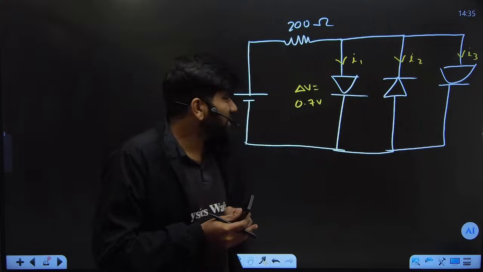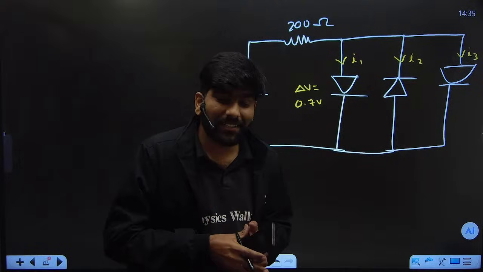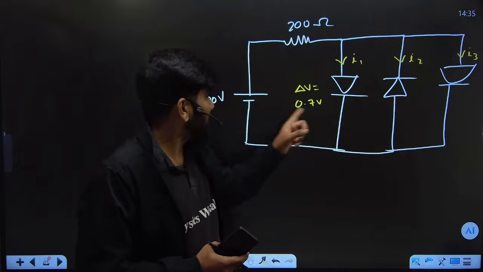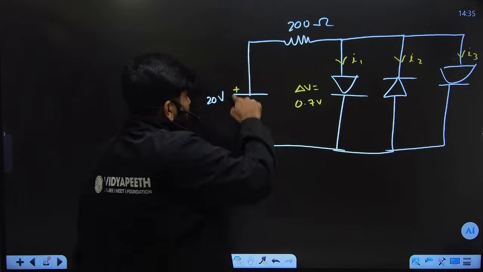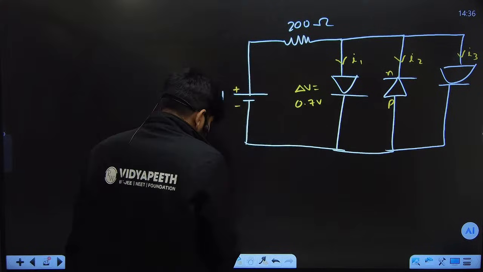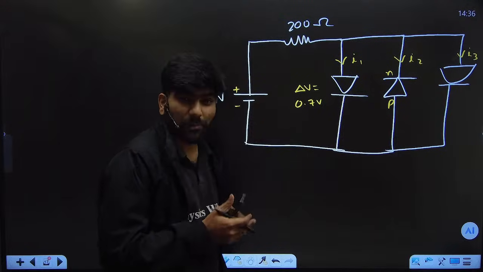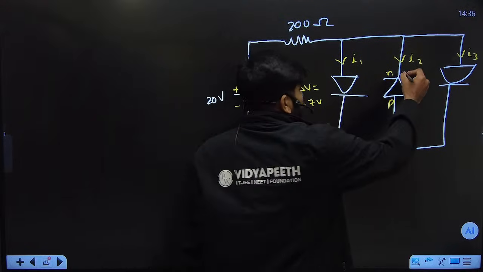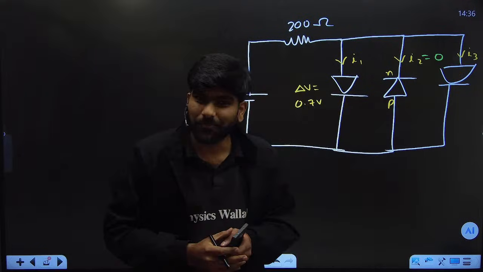Now if we check the diagram, we can clearly pinpoint that the second diode is connected in reverse bias, because this is the positive, this is the negative. The positive is connected to N and negative is connected to P. So this middle diode is reverse biased, so no current will flow through it. So we can definitely say that I2 will be 0.